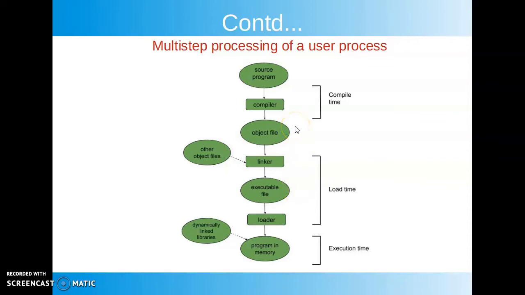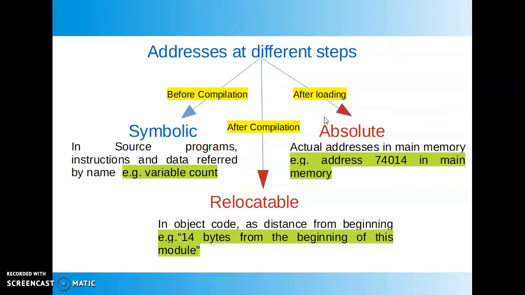There are three important stages during this execution. First is when the source program is converted to the object file by compilation, and second is when this executable code is loaded in the main memory by loader, and third important stage is when actual execution happens. Now during these different stages, the instructions and data items in the program are represented differently. Their addresses are represented in different ways. How these addresses are represented, this we will see next.